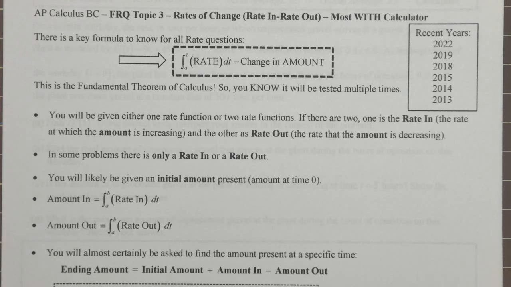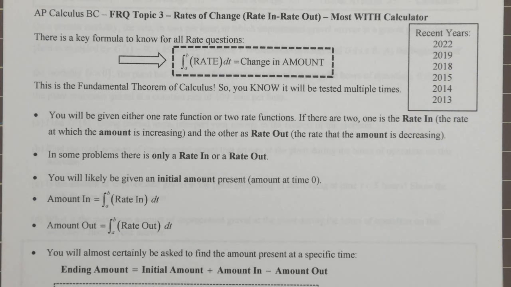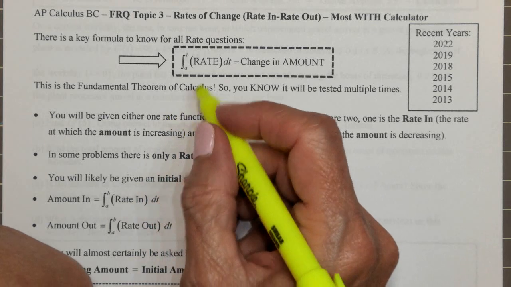FRQ topic 3, rate in, rate out. Here are the recent years that it has been seen, and this is using the fundamental theorem of calculus. This topic exclusively uses the fundamental theorem of calculus. So, rate in and rate out.